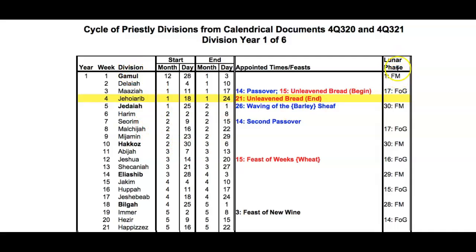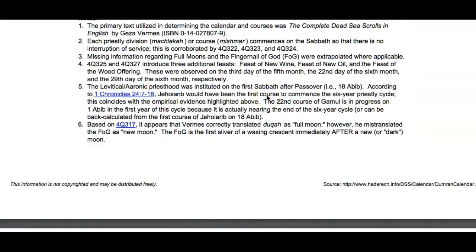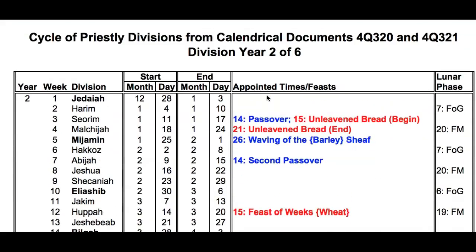FM represents the full moon right there, and as you can see, every month during the full moon, that lets you know the different phases. It lets you know the different weeks, when it starts and when it ends, and this just gives you a better idea of it. Like I said, I'll link this in the description box below. This gives you year 2 of 6.